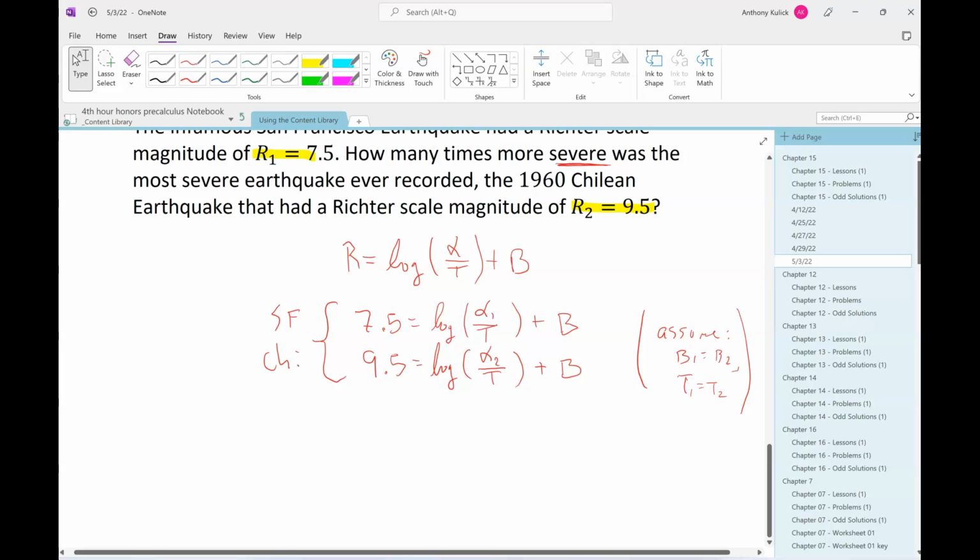Again, if you're talking about a period, how long it takes to move up and down, that's probably pretty constant for earthquakes of relatively similar intensity.